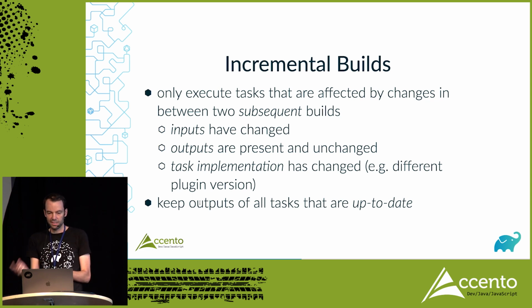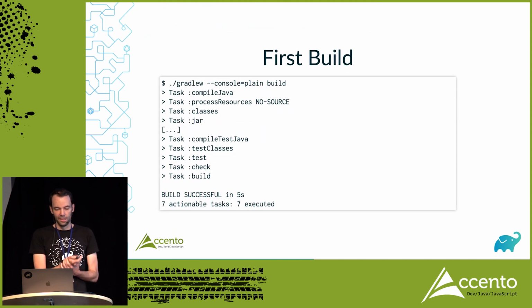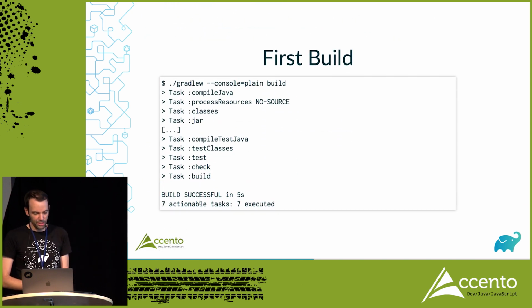And last but not least, the task implementation is tracked. For example, if you upgrade a plugin or if you use a different version of Gradle, then the task implementation has changed and it could be doing something different the second time it is executed. So therefore, it's also tracked. But if none of these three criteria are fulfilled, the outputs of the task are kept and the task is considered up to date and will not have to be executed again. A short example here for a small project: I just call the build task here.